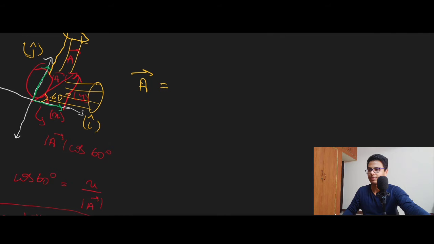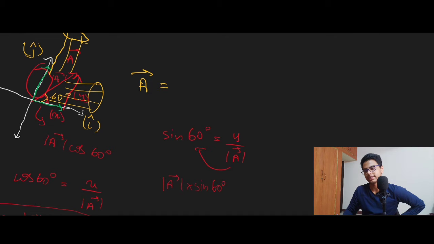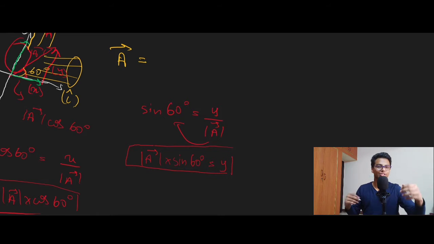And similarly, when we write sine 60 degrees, that will be equal to Y divided by mod A vector. Again, take this to the other side. We get mod A vector times sine 60 degree is equal to Y. All right, so basic derivation, that takes around 2 seconds, and once you get used to this, once you visualize it, it's going to take you seconds.